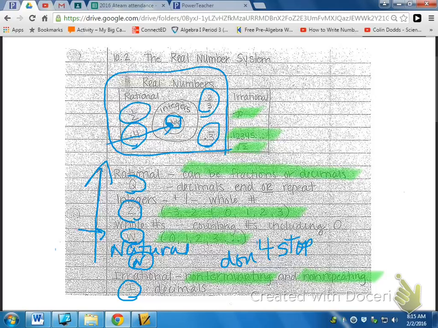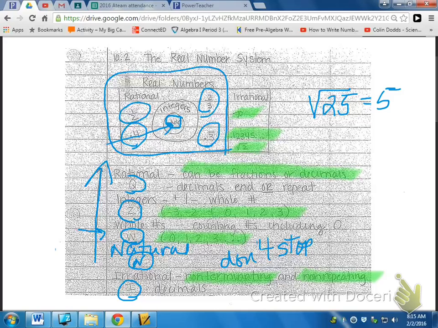Now don't be tricked, because if you saw a square root, don't just assume it's irrational, because what if it was square root of 25? What is that really? 5. So don't be tricked. Don't say, oh, there's a square root, it's irrational. That's not necessarily true. So you might need to evaluate that first and then decide.